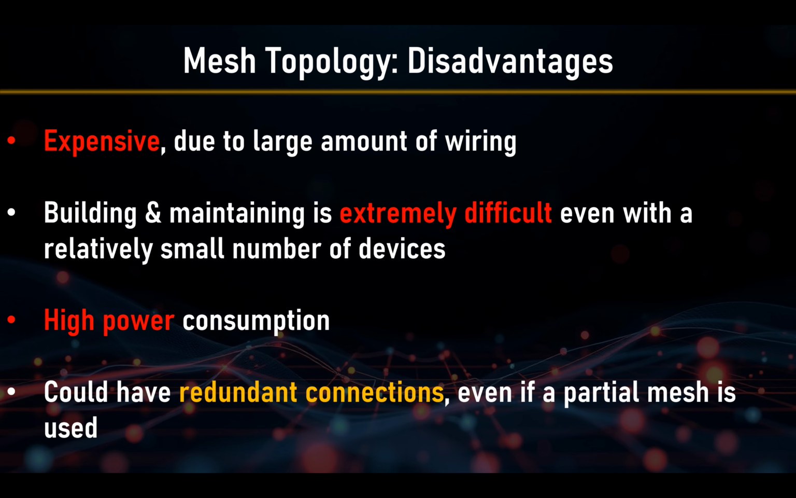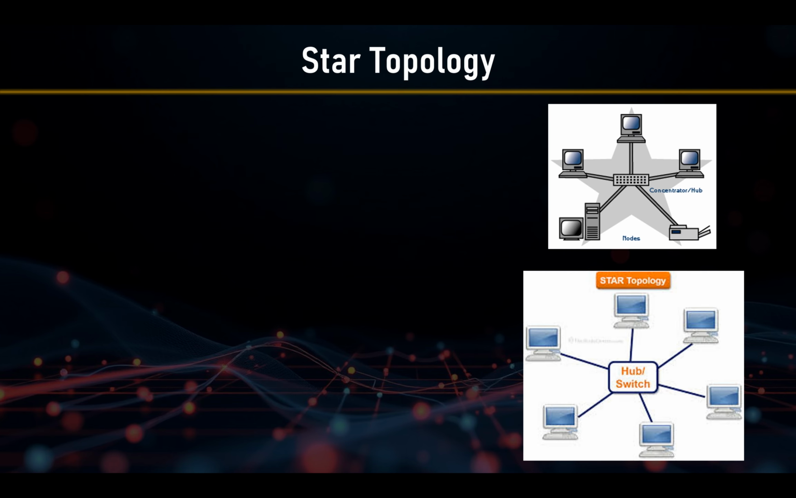This one I've put in orange: you could have redundant connections, even if a partial mesh is used. The reason I say redundant is, let's imagine again A and B. What happens if this device is just turned off, or is not using anything at this time? Then you've got this entire wire where no data is flowing through, because the device is not active and not requesting any data. So it's a little bit wasteful in that regard.